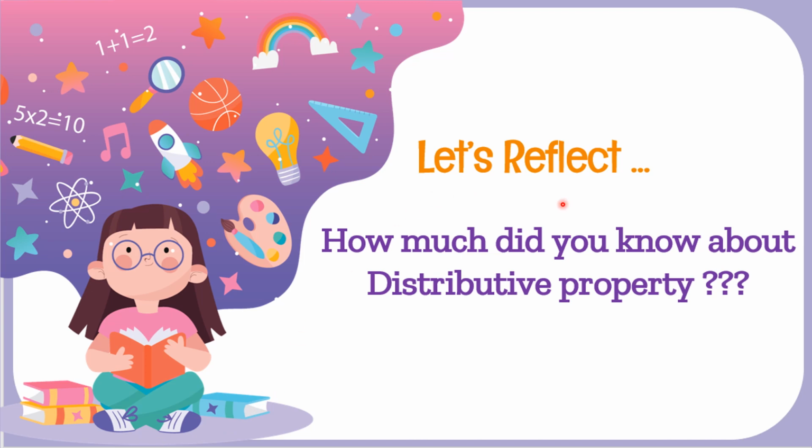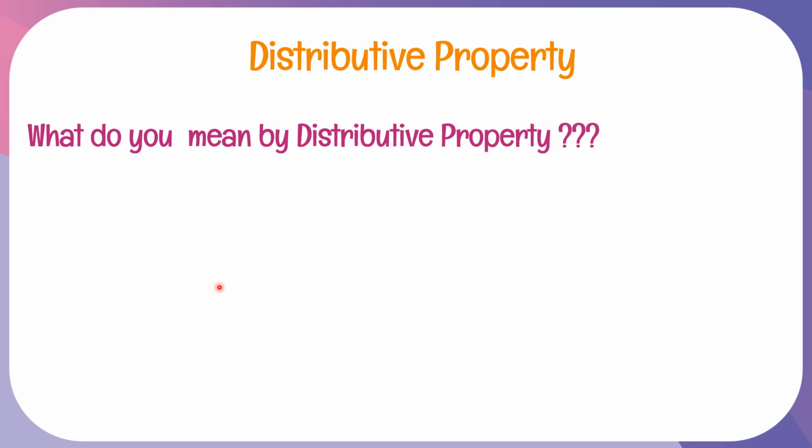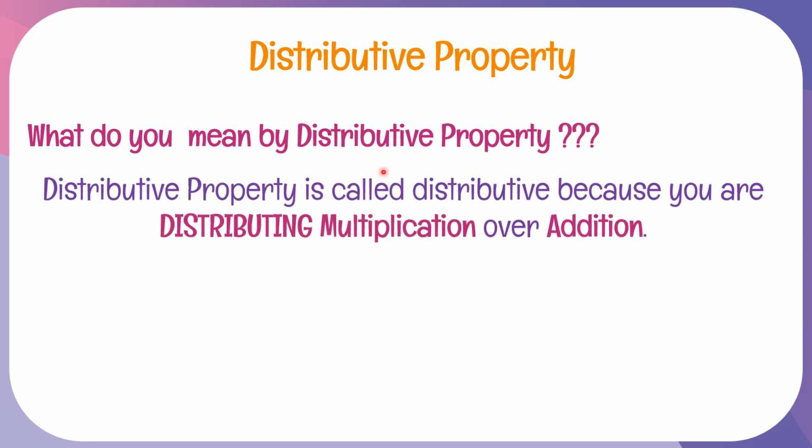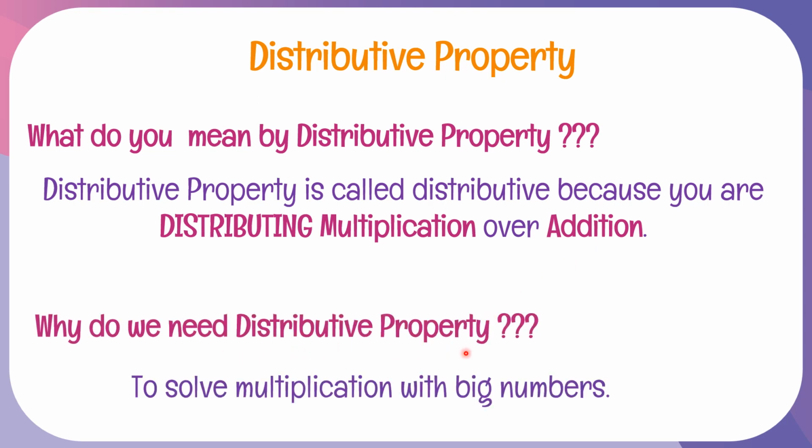Let's reflect. How much did you know about distributive property? I think we covered previously how to multiply two digits by one-digit number using distributive property. Let's remember. What does distributive property mean? Distributive property is called distributive because you are distributing multiplication over addition. Why do we need distributive property? Distributive property will help us to solve big multiplication.